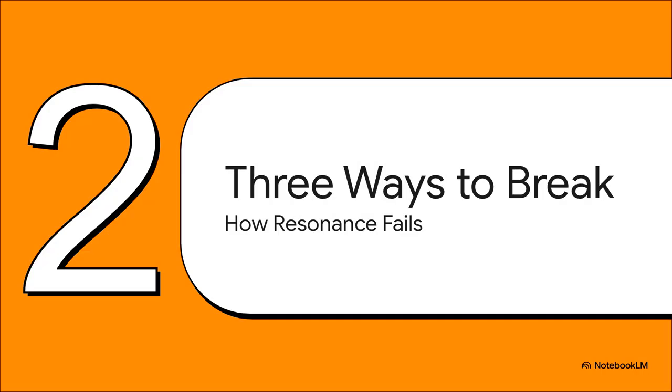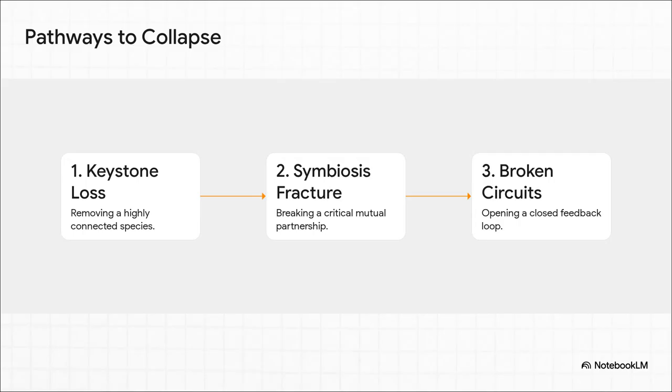Okay, so if a healthy ecosystem is like a resonant symphony, what happens when you suddenly snap a violin string? Let's get into the three main ways that CRET says this beautiful resonance gets shattered. All right, so the theory points to three main pathways to collapse. First, you can lose a keystone species. Second, you can fracture a critical partnership, a symbiosis. And third, you can break one of the fundamental circuits that keeps everything humming along in balance.